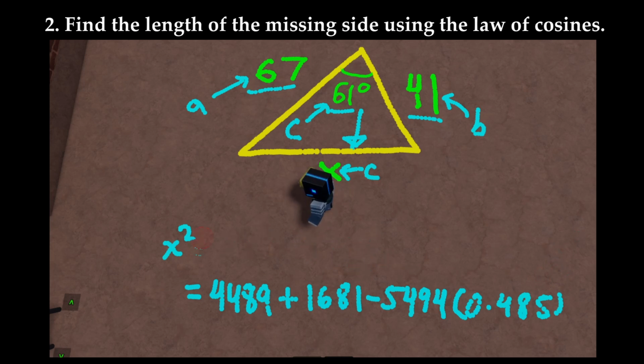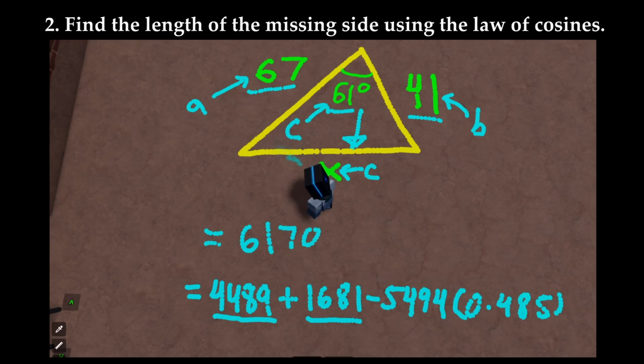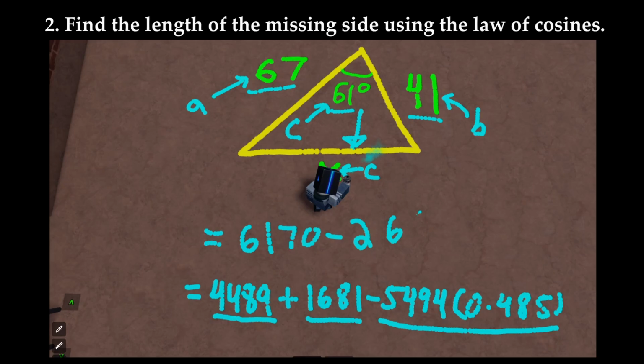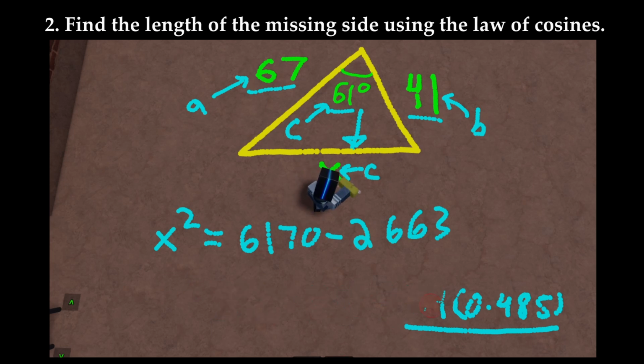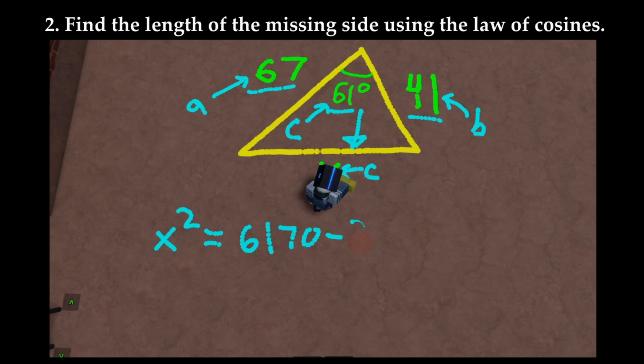And then just continue to simplify this. So 4,489 plus 1,681 is equal to 6,170, minus, if you do 5,494 times 0.485, that ends up being 2,663. And what is this equal to? We said it was equal to x squared. So now let me just erase all this at the bottom. And now if you do 6,170 minus 2,663, you should get that it is equal to 3,506.